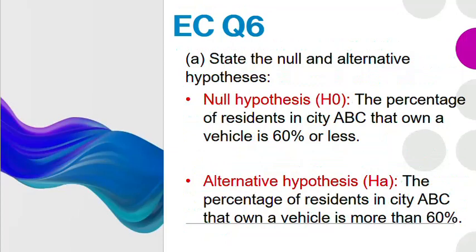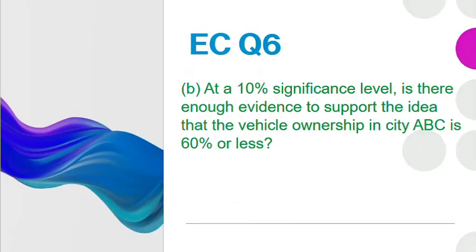Part A asks us to state the null and alternative hypotheses. The null hypothesis, or H naught, here should be that the percentage of residents in city ABC that own a vehicle is 60% or less. The alternative hypothesis, or HA, on the other hand, should be that the percentage of residents in city ABC that own a vehicle is more than 60%, because the sales manager disagrees with the original statistic. And we're going to test that.